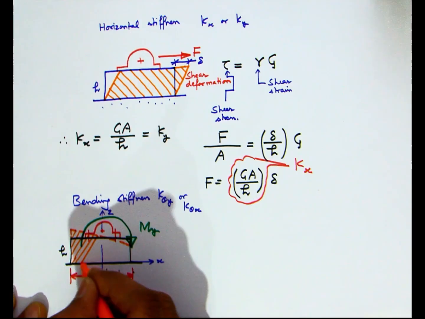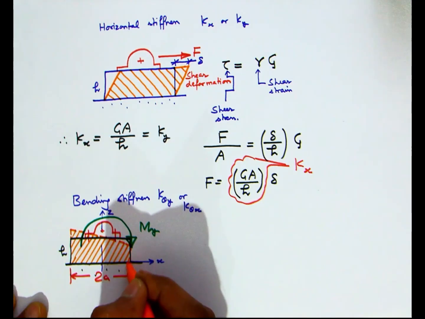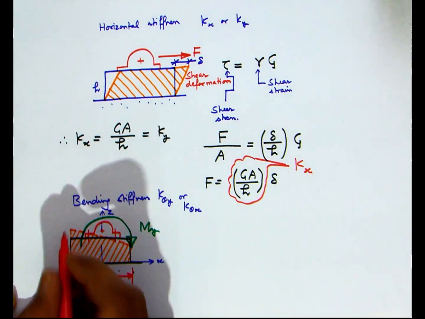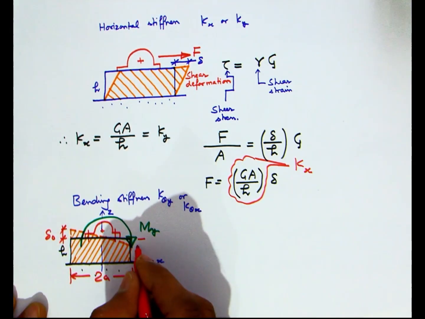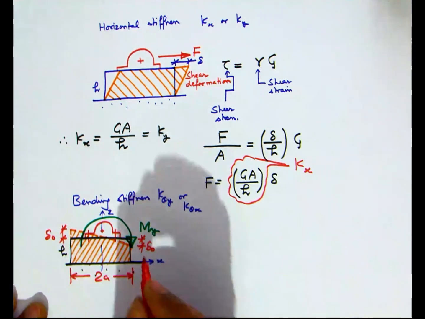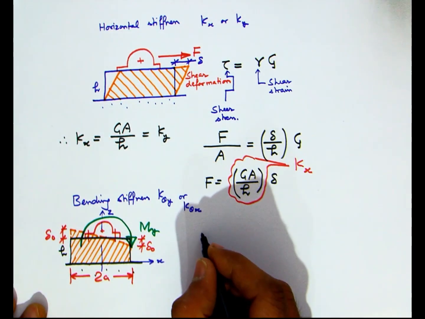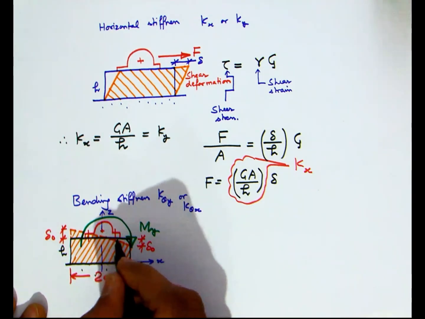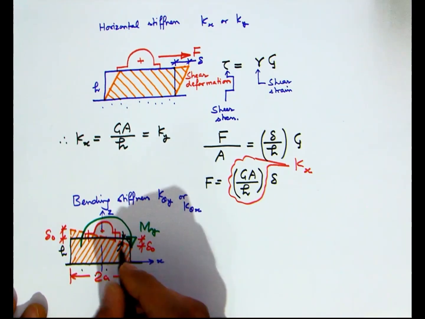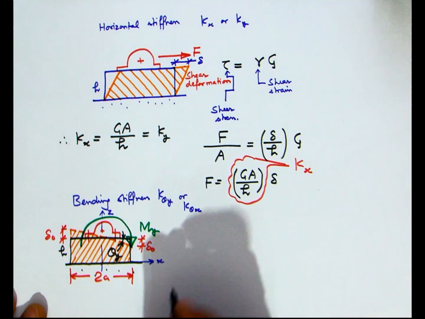Now here we'll apply Euler's bending theory to derive the expression for the bending stiffness. Let 2a be the length of the pad and let the vertical deformations at the extreme fibers be delta naught as shown here. The corresponding angle of rotation is represented by theta y as shown here. Delta naught and theta y are related as shown here.